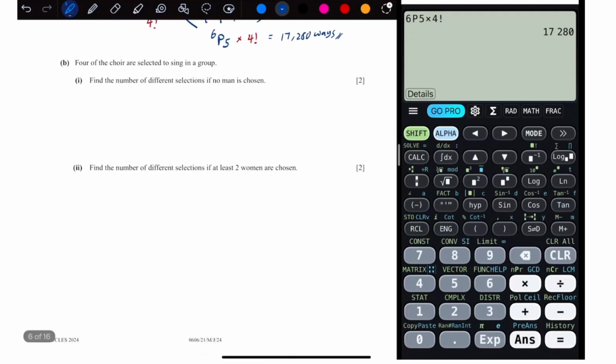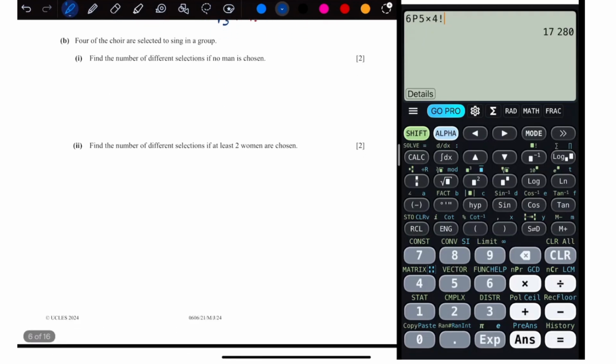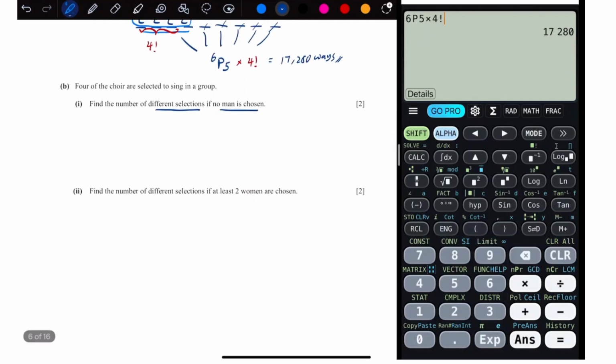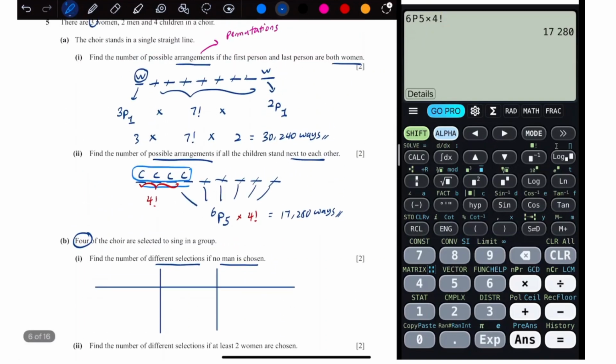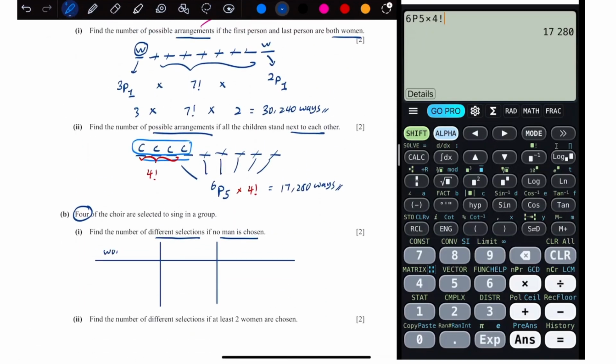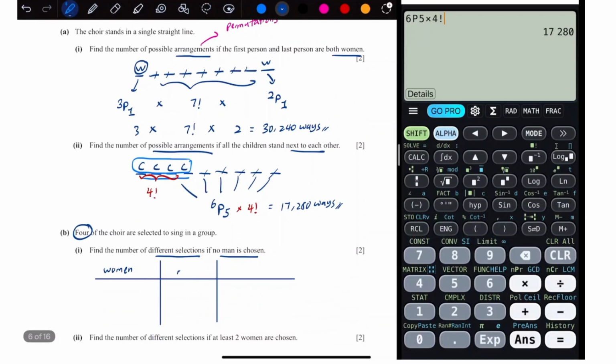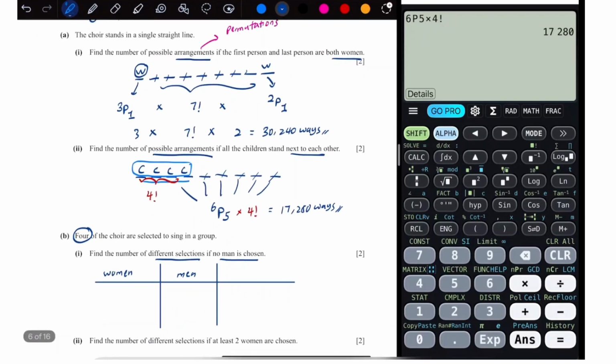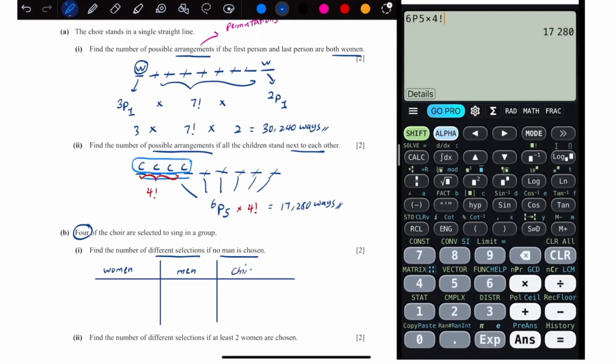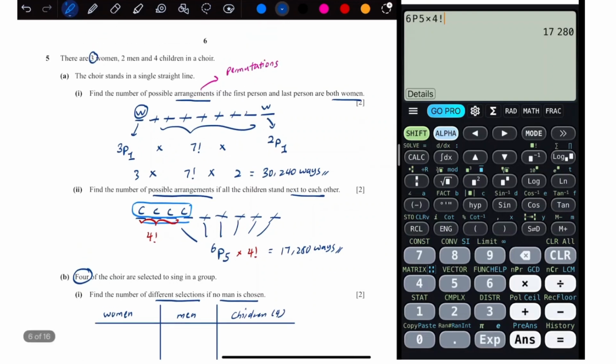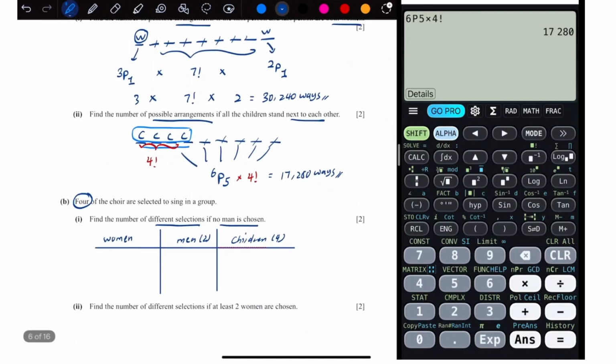Now for part B, 4 of the choir are selected to sing in a group. Find the number of different selections if no man is chosen. So we need to choose 4, so it's best to draw tables so you guys can see. Of course, if you have a faster way, you can skip drawing the table and just calculate and punch in the combinations. But I'm just going to show you how it's done, in case you are struggling with this.